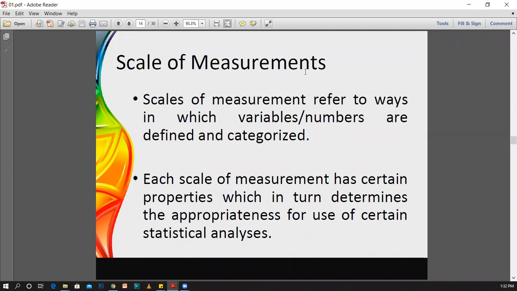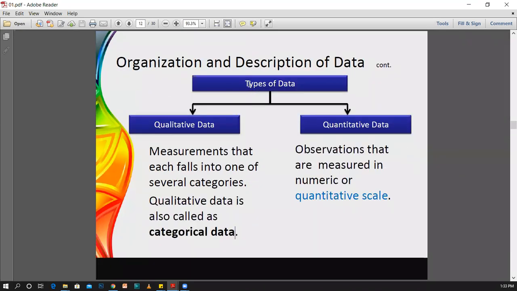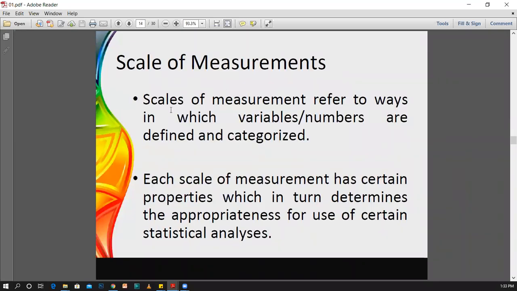Then we will come to one of the most important parts: the scales of measurement. Scales of measurement refer to ways in which variables or numbers are defined and categorized. When we go through the previous slide, we have divided the data into two basic types, qualitative data and quantitative data. But if we divide this data further, then the concept of scales of measurement comes to the stage.